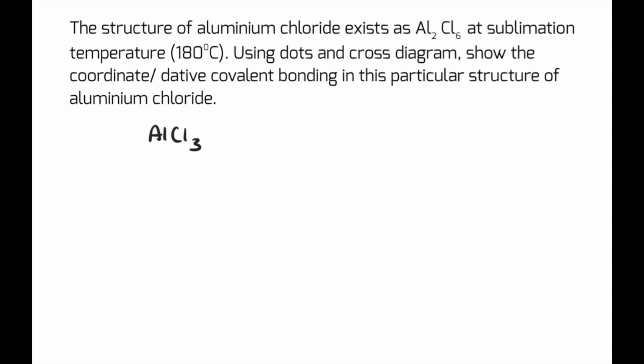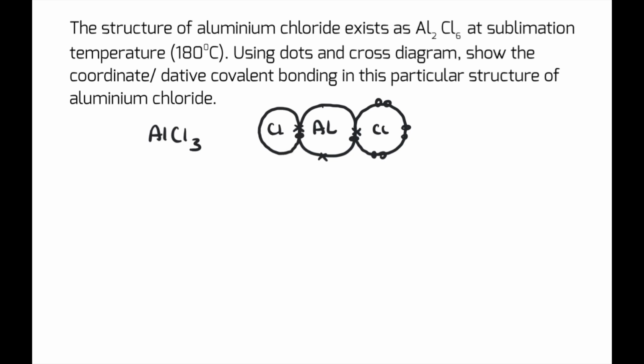It is simply a covalent compound, and aluminium has 3 electrons. It's very shaky. There we go: 1, 2, 3. Chlorine has plenty of electrons, 7 to be precise: 1, 2, 3, 4, 5, 6, and 7. So it is sharing a pair of electrons with aluminium, like so, and the other one as well.